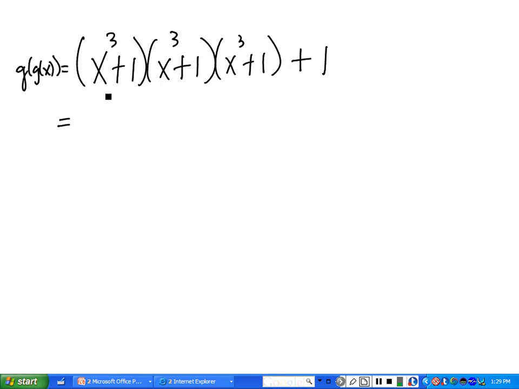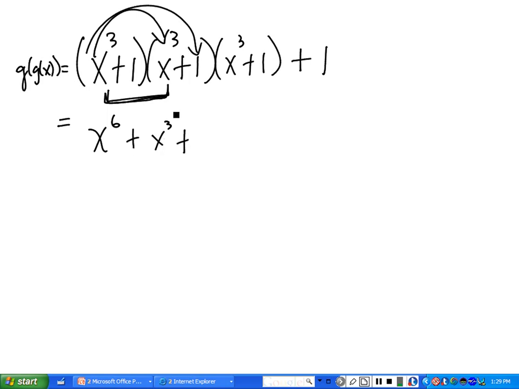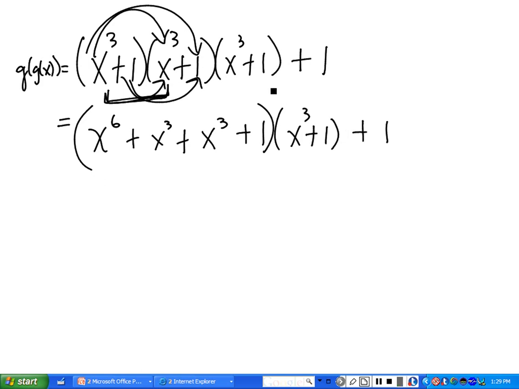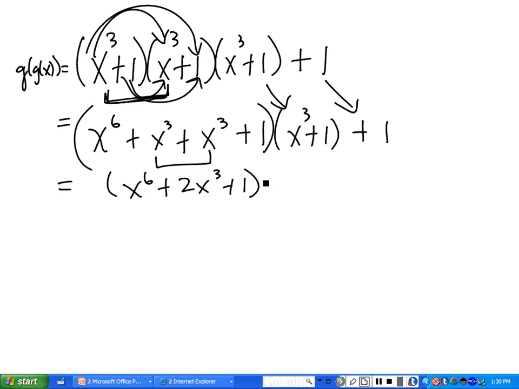Okay, so what I'm going to do first is multiply these two binomials together, and we'll multiply the last x cubed plus 1 at the end. So x cubed times x cubed is x to the 6. We know that we add exponents when we're multiplying variables. x cubed times 1, x cubed, plus another x cubed, plus 1. And of course we have this x cubed plus 1 here, plus 1. Let's put like terms together. So that's x to the 6 plus 2x cubed plus 1, times x cubed plus 1, plus 1.